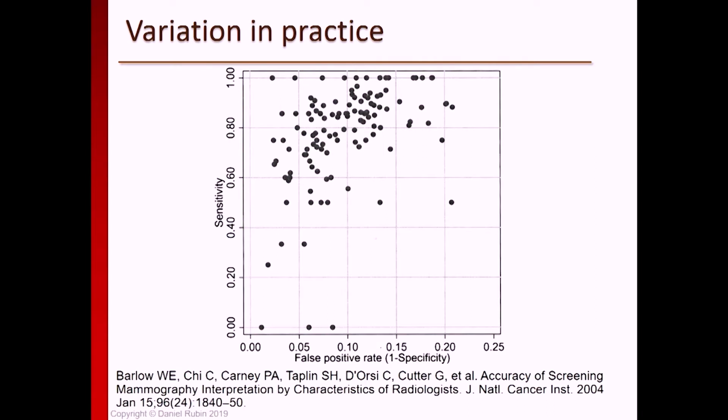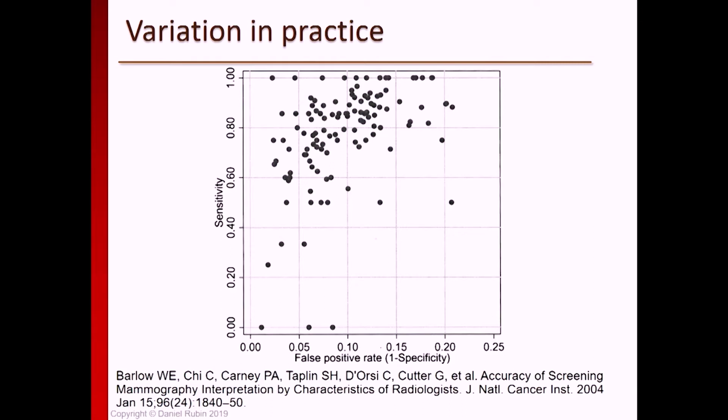Second major challenge that motivates AI is variation in clinical practice. You might have heard the term, if you've been told you have a particular disease or you should have a particular treatment, you should get a second opinion. Second opinion just means there's variation in practice. Ideally, we should just have one opinion, one answer.